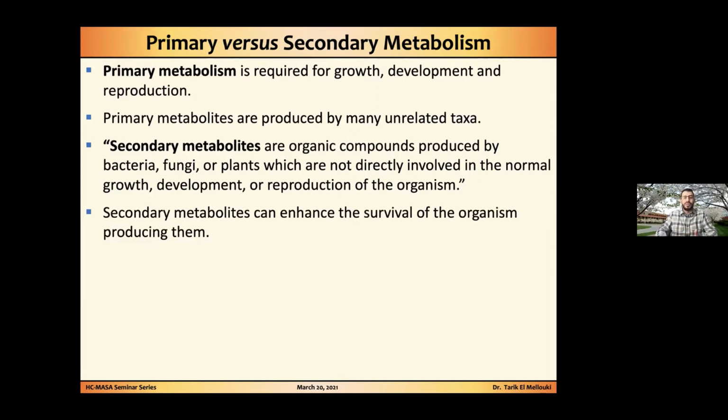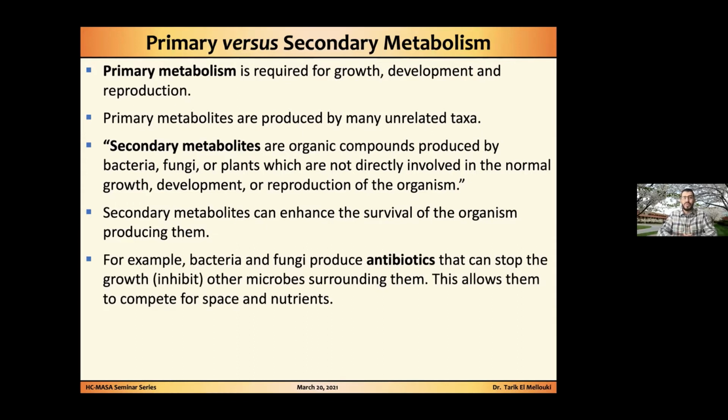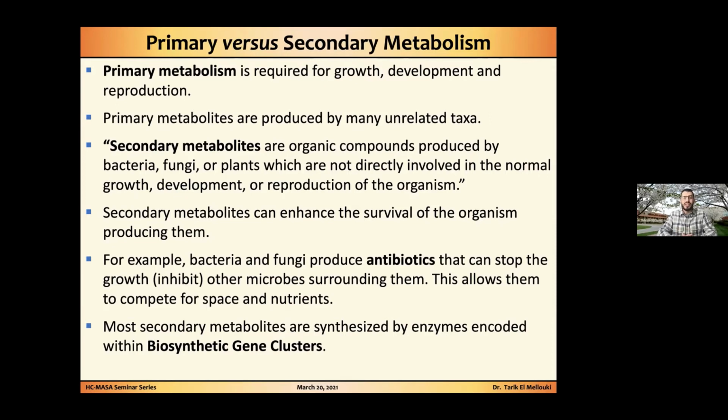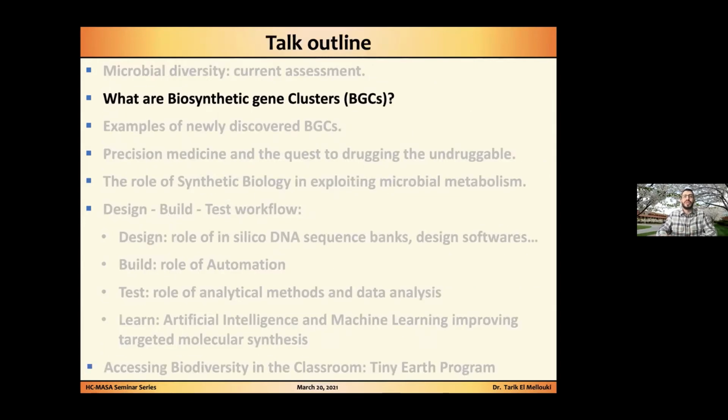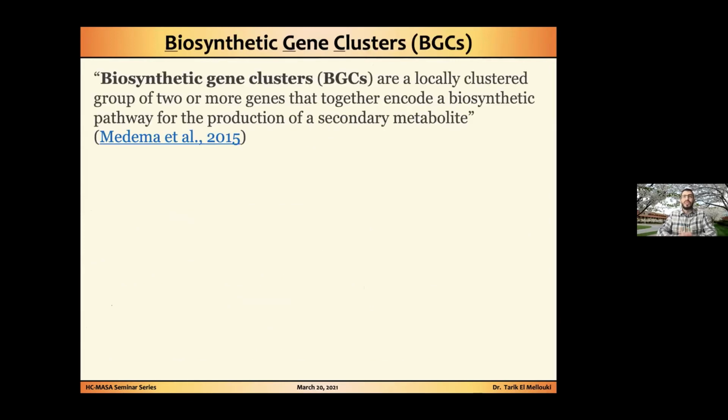So what do they do? Their role is to enhance the survival of the organism producing them. This, for example, could be antibiotics produced by bacteria and fungi to compete for a niche or an environment in which they are growing. Most secondary metabolites are synthesized by enzymes that are encoded within what we call biosynthetic gene clusters. So what are biosynthetic gene clusters? They are defined as a locally clustered group of 2 or more genes that together encode a biosynthetic pathway for the production of a secondary metabolite.